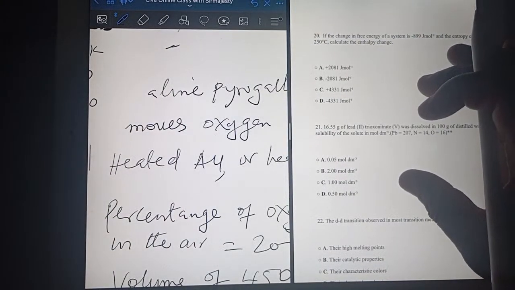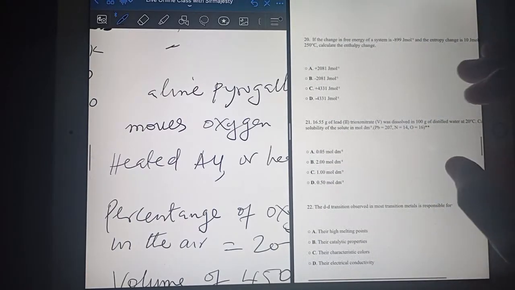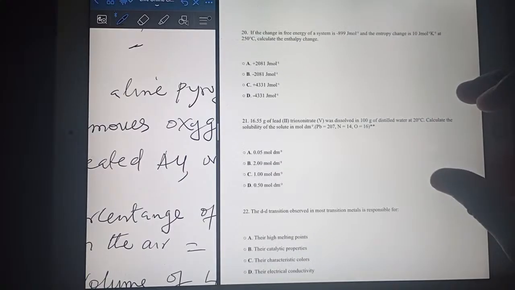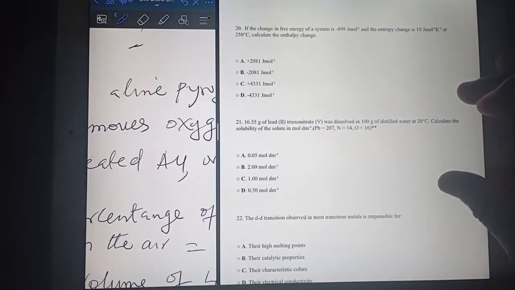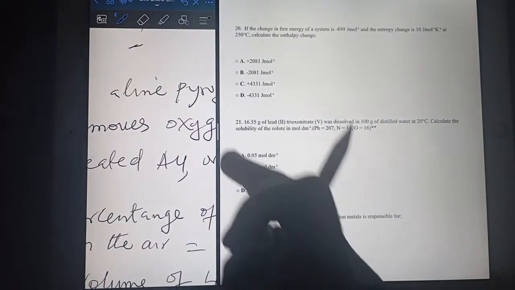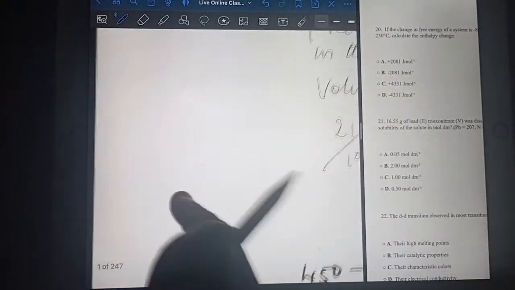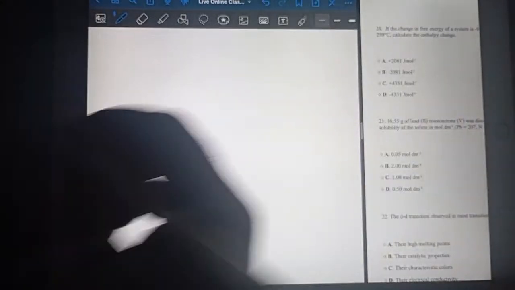Number 21 says 16.55 grams of lead(II) nitrate was dissolved in 100 grams of distilled water at 20 degrees. Calculate the solubility of the solute in mole per dm cube. This is solubility in mole per dm cube. You can use the majestic shortcut to solve this question.